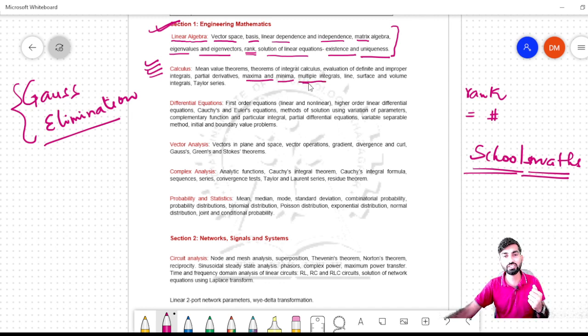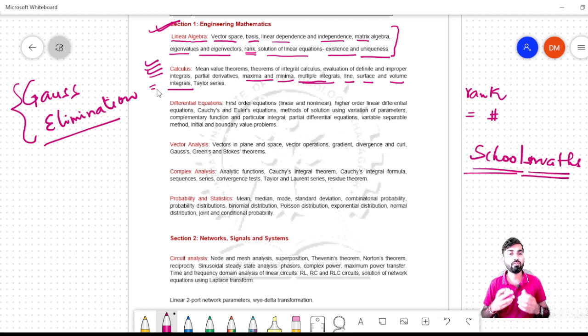These are very important topics such as multiple integrals, where we will talk about line integral, surface integral, volume integral, right? So here we will talk about Green's theorem, or divergence theorem, and all these things. So in calculus, you have to study these important topics.